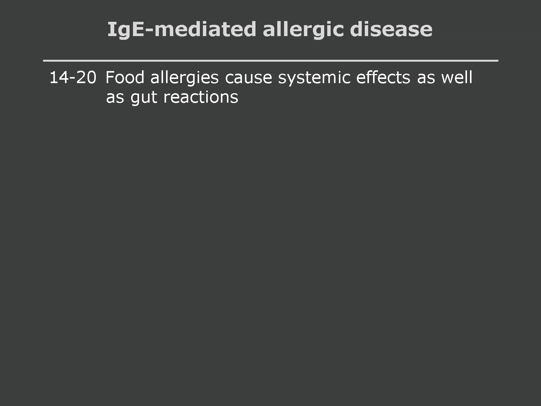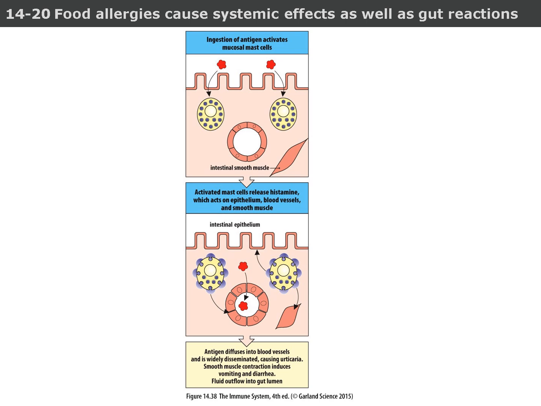Food allergies cause systemic effects as well as gut reactions. In food allergies, ingestion of an antigen activates mucosal mast cells in the gut. Activated mast cells release histamine, which acts on the intestinal epithelium, blood vessels, and smooth muscle. As a result, antigens diffuse into the bloodstream, causing systemic effects like urticaria. Meanwhile, smooth muscle contraction leads to vomiting and diarrhea. An increased vascular permeability causes fluid outflow into the intestinal lumen, contributing to additional gastrointestinal symptoms.